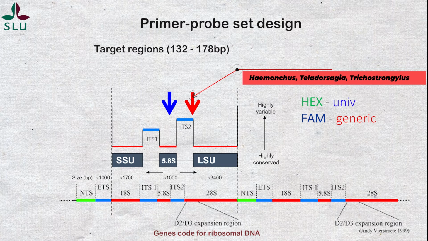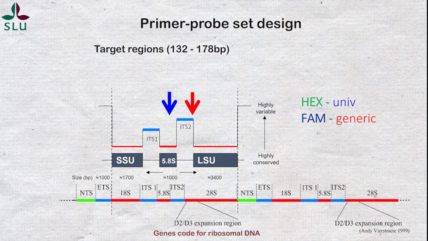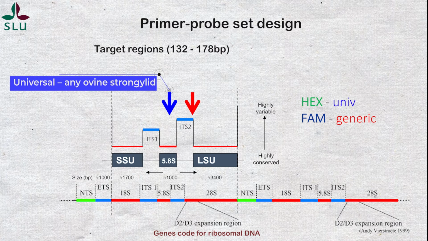To start with, 3 sets of genus-specific primers and probe were developed for Haemonchus, Teladorsagia, or Trichostrongylus in a variable region indicated with the red arrow in the figure. On top of this, we also designed a primer probe set situated a bit upstream in a conserved region shared by all genera, and which accordingly is universal for any strongylid worm.